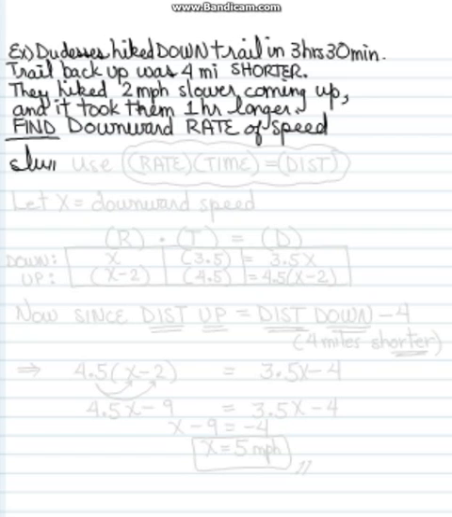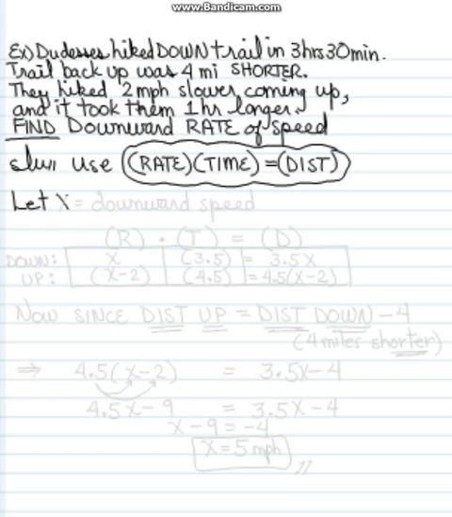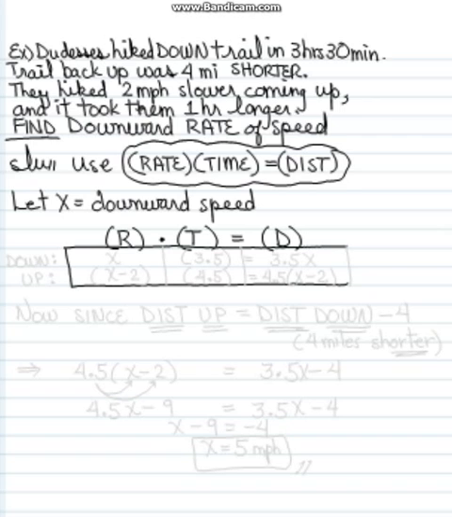All right. So we're going to use a law of physics. It says that the rate of speed times the amount of time equals the distance traveled. Now let x equal what we're looking for, the downward speed. And let's make a table. On this table, we're going to have 3 columns that correspond to rate times time equals distance, and we're going to have 2 rows. The first row on top will be the down trip, and the one below will be the up trip.